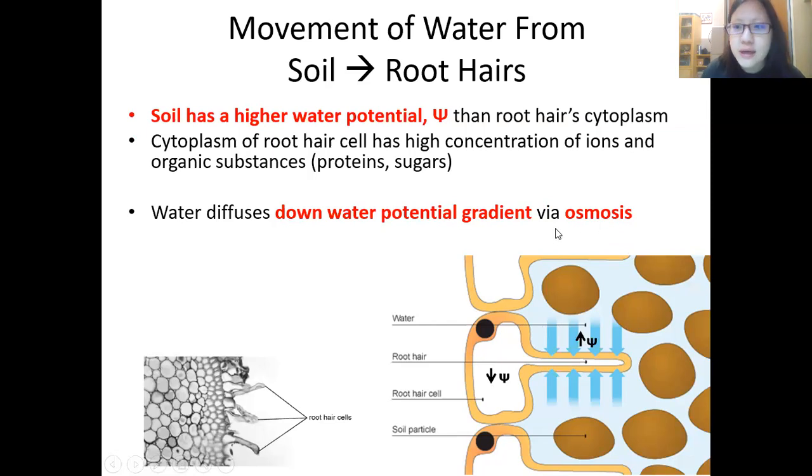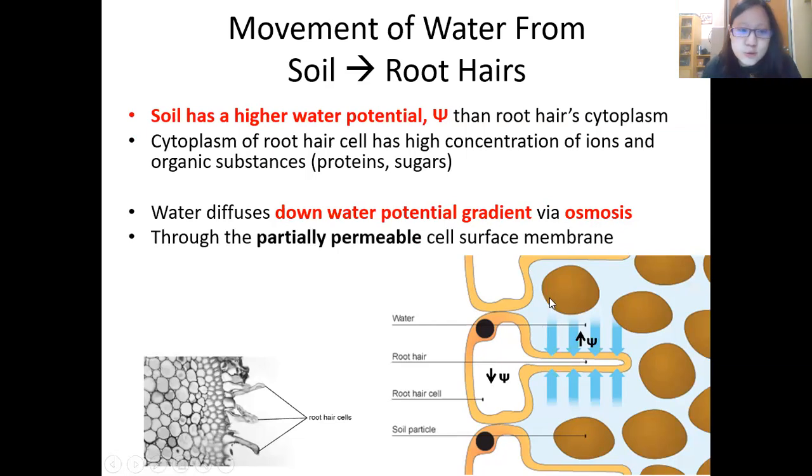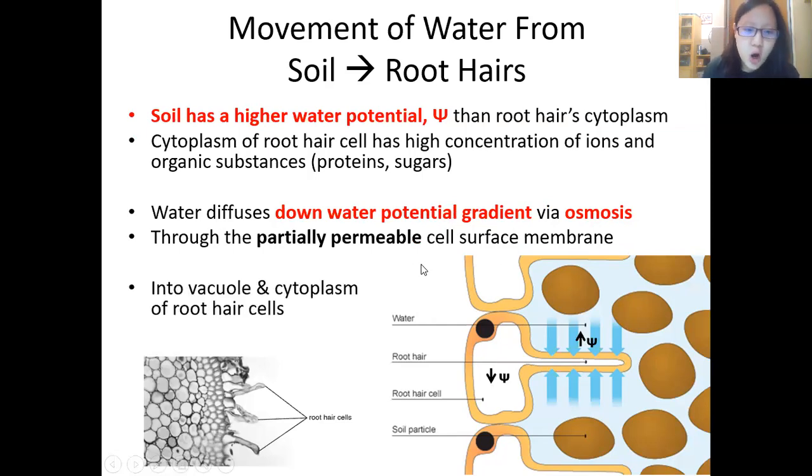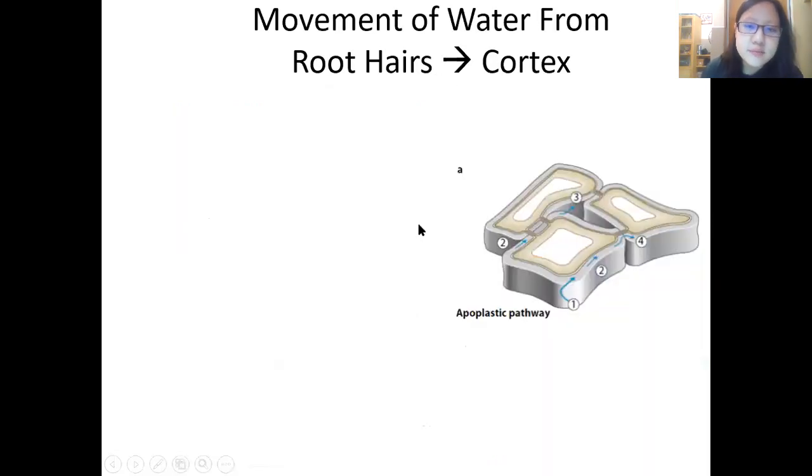Osmosis is a very important word. Make sure you write it down, like in your test, right? So this is also through the partially permeable surface membrane. And again, partially permeable is another key word. Okay, so that is from the soil to the root hair.